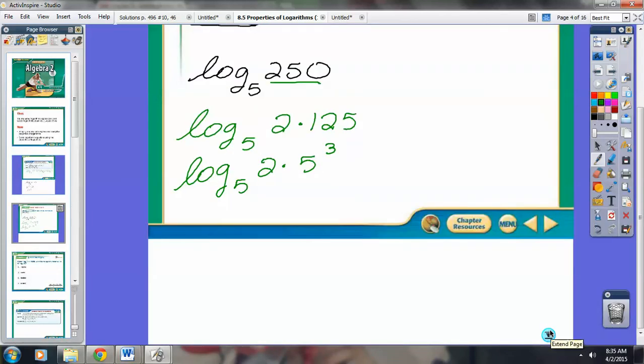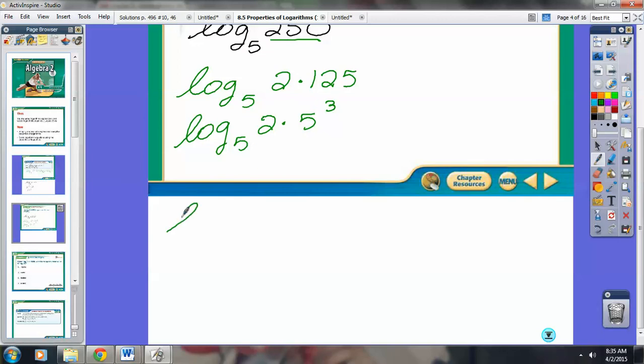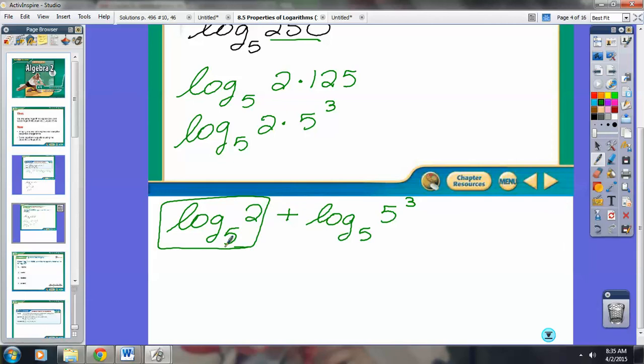Alright. Let's use our product property. We're multiplying arguments, so let's write it out in expanded form by adding our logarithms. So we would have log base 5 of 2 plus log base 5 of 5 cubed. We know what log base 5 of 2 is, that was given. So I'm going to replace it with the value, 0.4307.